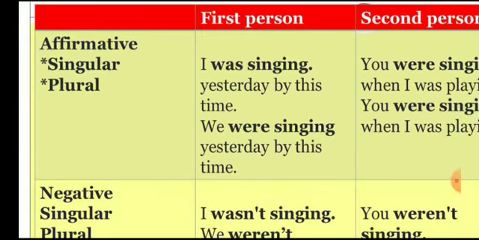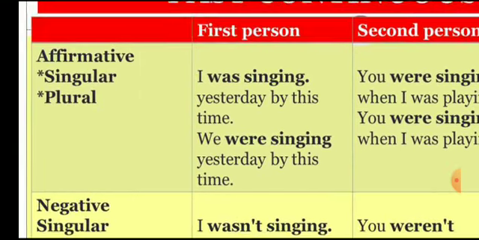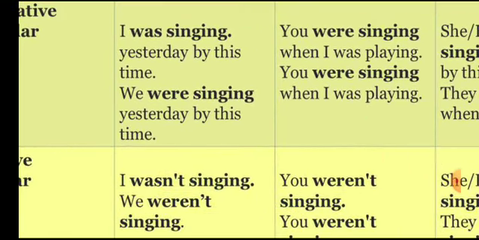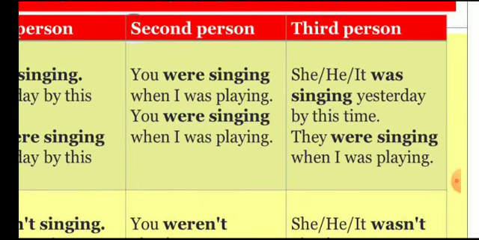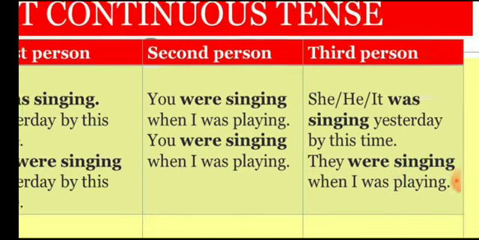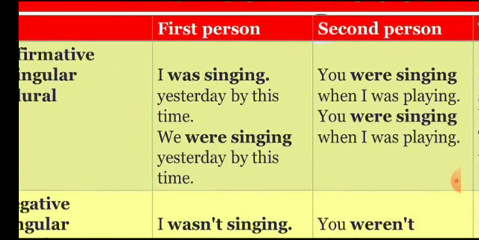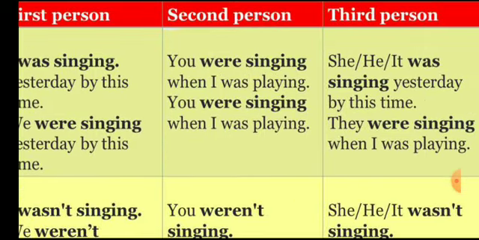In the case of first person singular, I was singing. For first person plural, we were singing. Second person singular, you were singing. And second person plural, you were singing. For third person, she or he or it was singing. And for third person plural, they were singing.